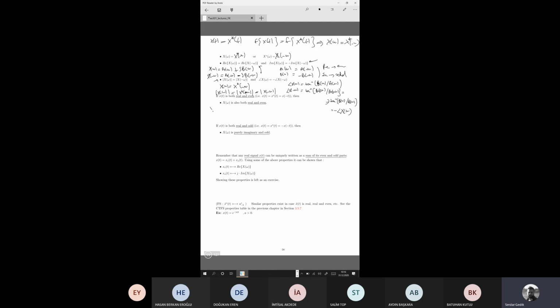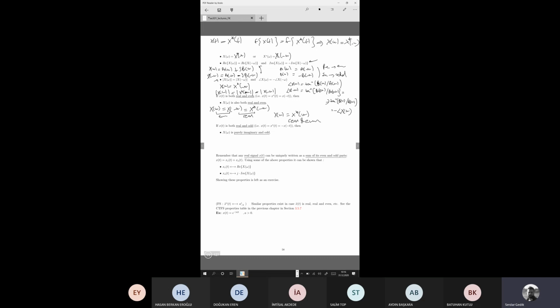So it is easy to show x of omega is x of minus omega. This is equal to x conjugate of minus omega. The first term tells you that it is even, and this tells you that it is real. So in this case, x of omega is equal to x conjugate of omega. So it is real and even.